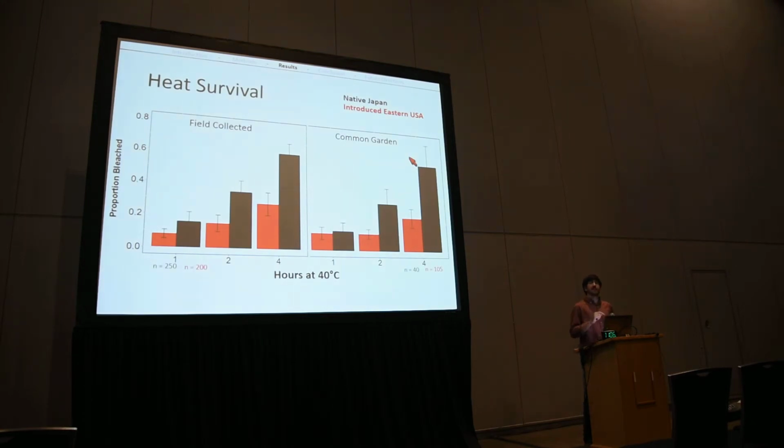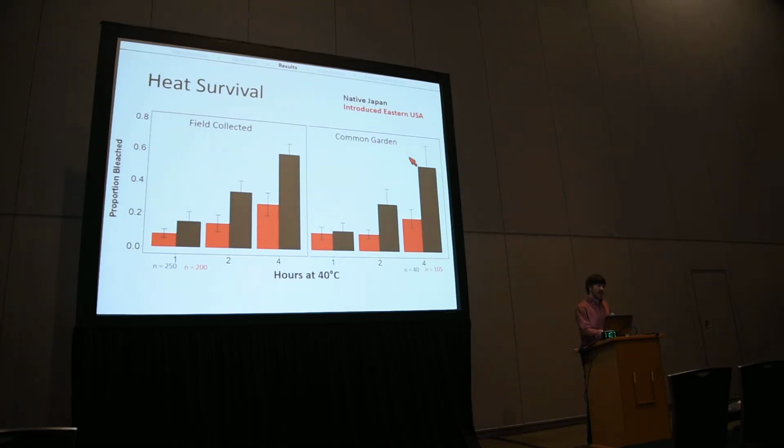So to orient you to all of my figures, the native Japanese will be represented by black bars. The introduced Eastern USA populations will be represented by red bars. The left panel will indicate field-collected material. The right panel will indicate the common garden material. Along the x-axis, we have hours spent at 40 degrees C, so either 1, 2, or 4 hours. And along the y-axis for this figure is proportion bleached, or the proxy of death.